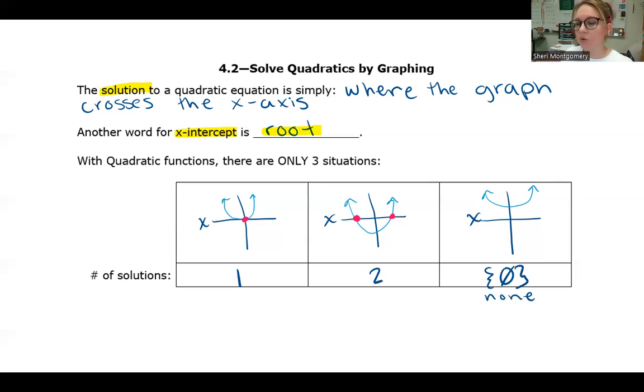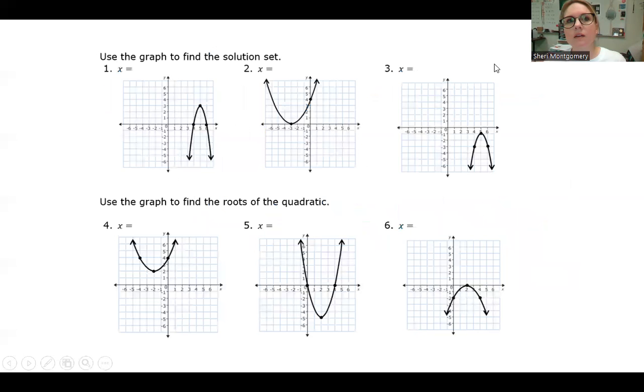So today, the whole front side of these notes is where does your graph cross the x-axis? So let's do it. The directions say use the graph to find the solution set. Okay, well, the solution set is where your graph crosses the x-axis. For the first one, for graph number one, you don't think it ever crosses? Yeah, I agree. That one crosses at 4 and 6. So to write a solution set, you could say 4 and 6.